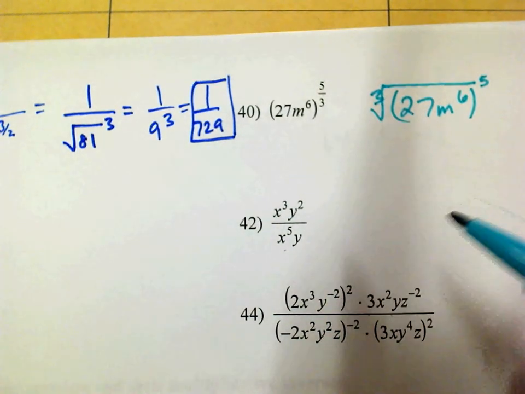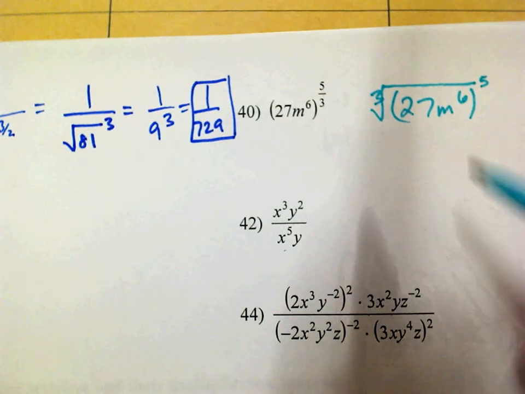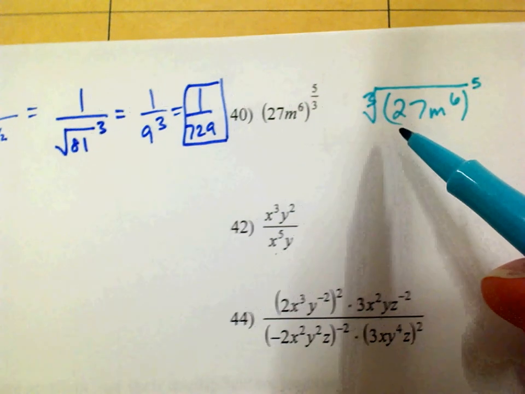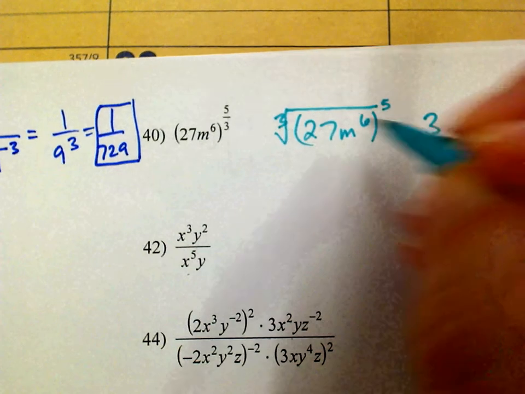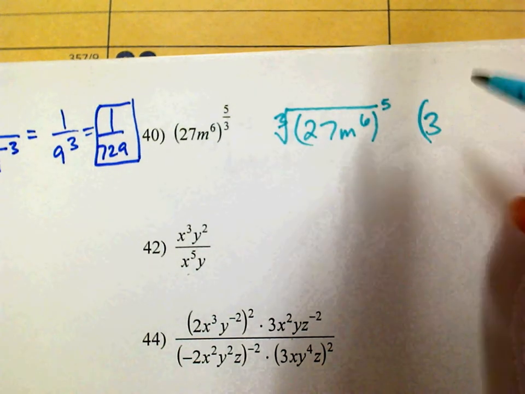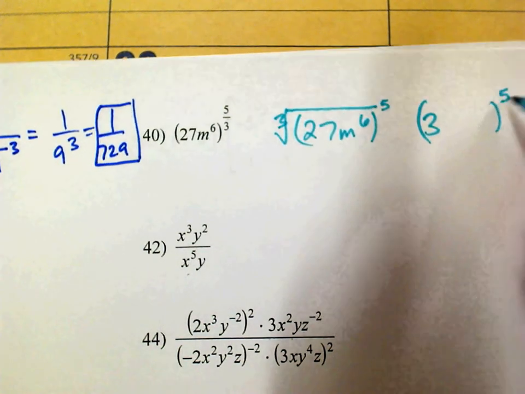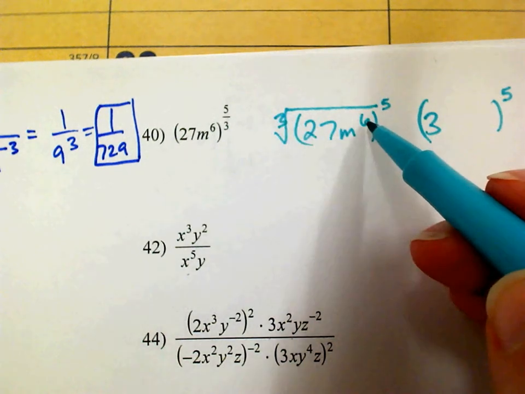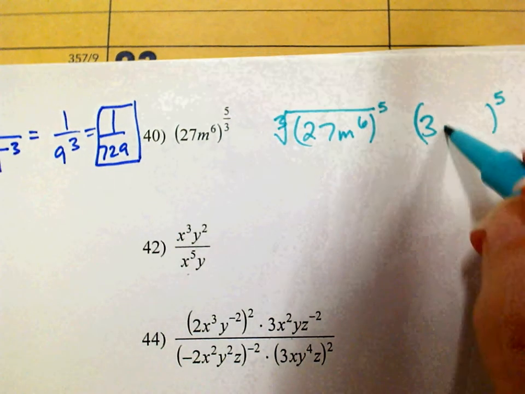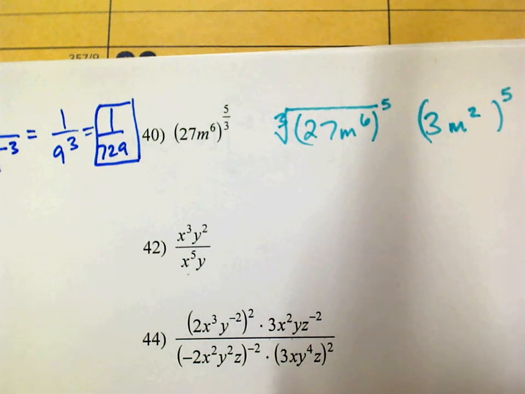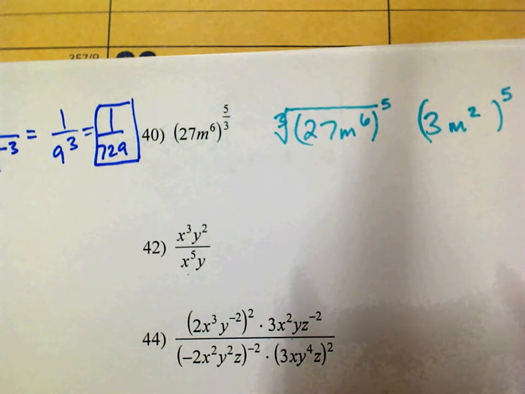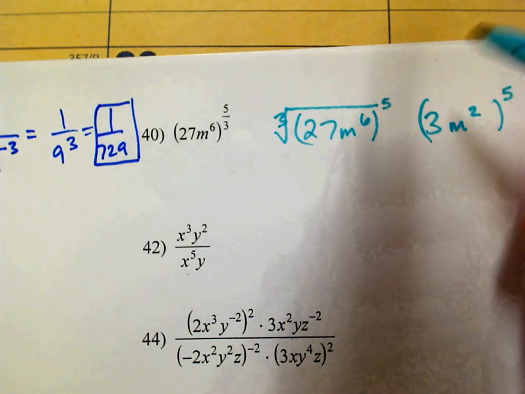Okay, the way this actually works out, it's going to be kind of nice. Because what's the cubed root of 27? 3. And what's the cubed root of m to the 6th? Basically, I asked myself, how many times does 3 go into 6? 2 times, with none left over, right? So I'm asking you to figure out what 3m squared to the 5th power is. So I need to distribute that power, yeah? What's 3 to the 5th?